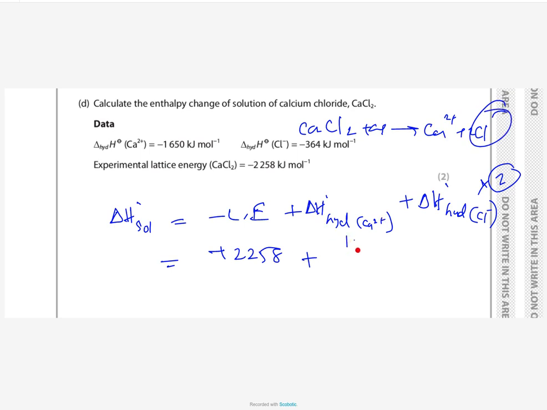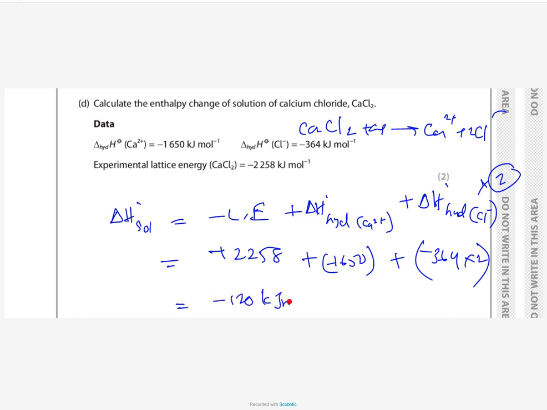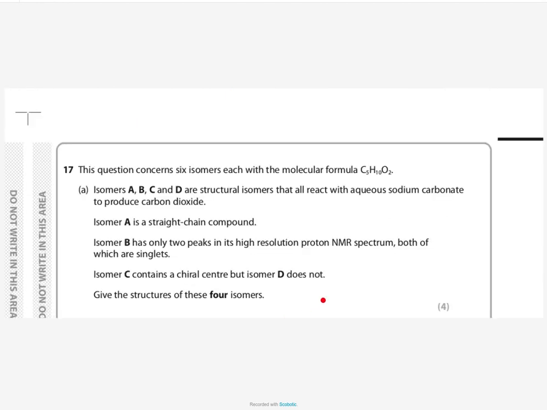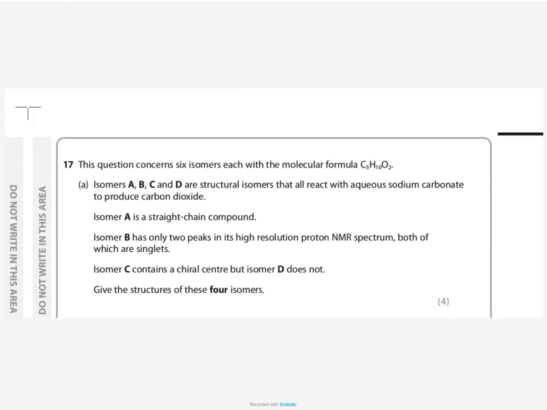Cation is 1650 minus anion 364 times 2. What's the final answer? Yeah. Final answer, please. Exo or endo? Minus 120, that's correct. Okay. Right, so that's the end of that question. We'll take a short brain break and continue and complete the paper after the break.